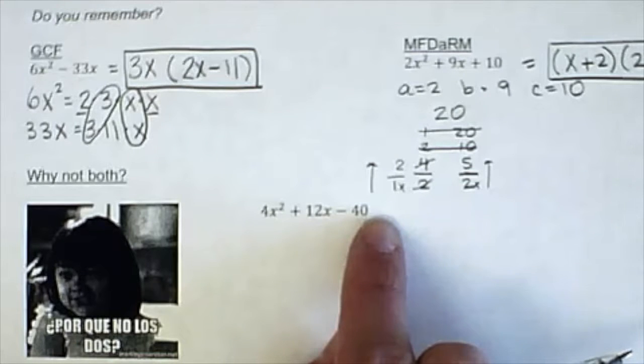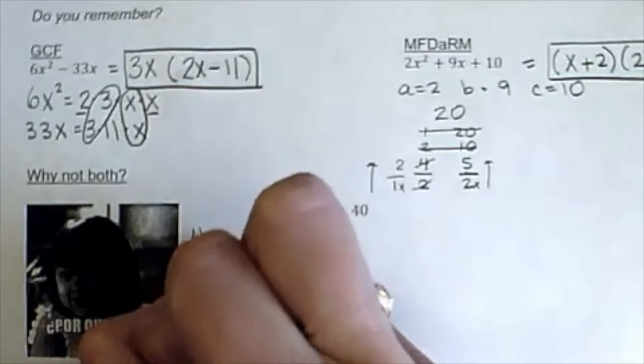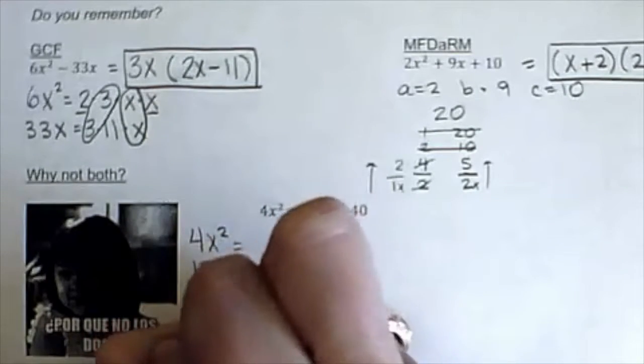So I want to start by looking at the GCF, and that's why we learn that process first, because when you do both things, you're always going to look for the GCF first. Some of you in your head already know a number that goes into 4 and 12 and 40, and others are not as sure.